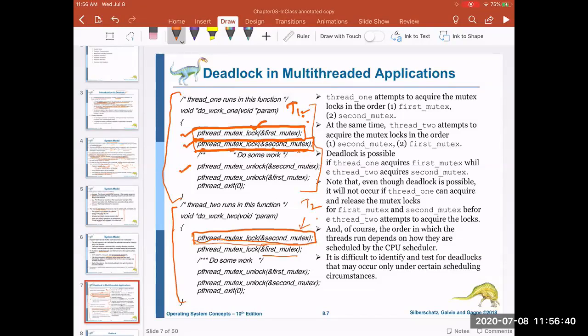Now, let us suppose this goes into a wait state, and then thread T2 starts running, and the next instruction for T2 is that it tries to acquire the first mutex, which is already taken by thread 1. So what would happen? T2 will keep on waiting for the first mutex, T1 would keep waiting for the second mutex, and neither of them would make any progress. And this particular situation is called a deadlock situation.